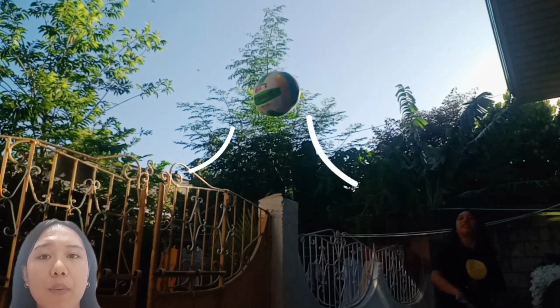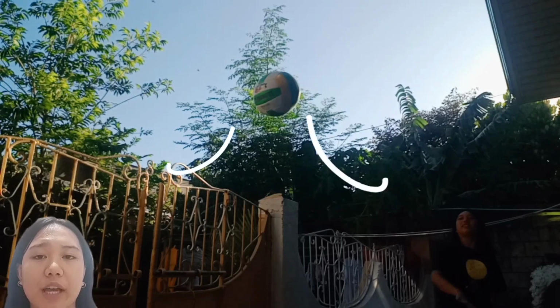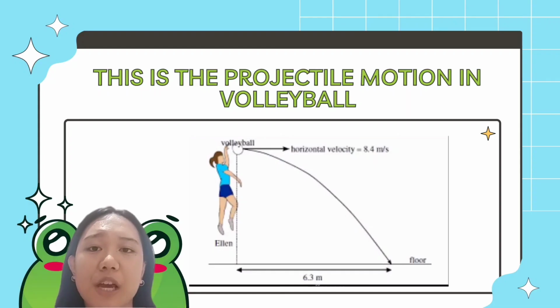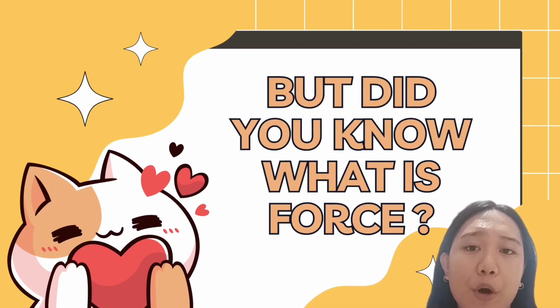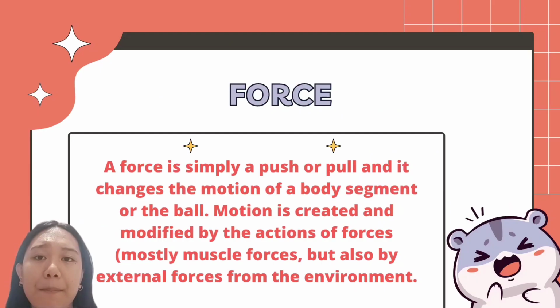As you can see, when I spike the ball, it creates a projectile motion. This is the projectile motion in volleyball. As you can see, the girl uses force to spike the ball to have a projectile motion. But do you know what force is? A force is simply a push or pull, and it changes the motion of a body segment or of the ball.